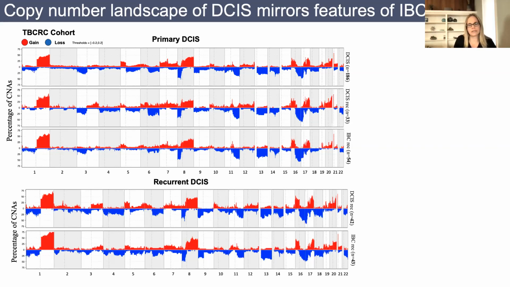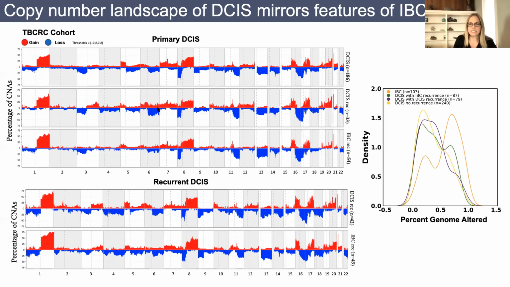And so a key question that we had is, in part because we use low-pass whole genome sequencing, how does this level of genome instability compare to that which has been reported in invasive disease? And so we downsampled whole genome sequencing data from the invasive breast cancer TCGA cohort, and you can see that overall the invasive cancers have a higher percent genome altered, but there's relatively limited difference between DCIS that go on to recur versus those that do not.